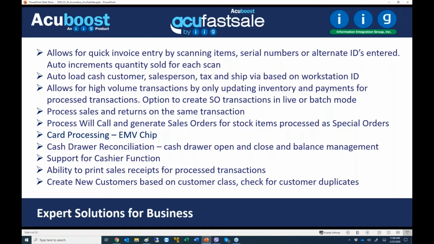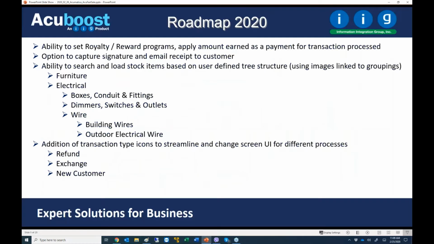Cashier reconciliation, open and close registers. We also have a cashier function. So if you have 4 or 5 workstations that help customers, we have one cashier that they need to take the transactions to. We support that function. We print receipts, narrow 3-4 inch receipts, as well as open the cash drawer so you can put the money in the cash drawer. We do things like let you set up new customers based on customer class and check for duplicates and things of that sort.